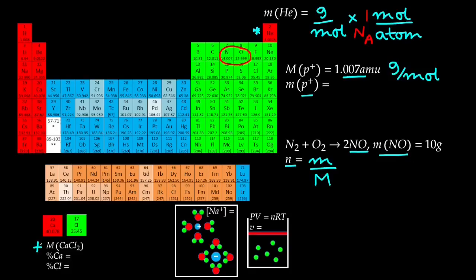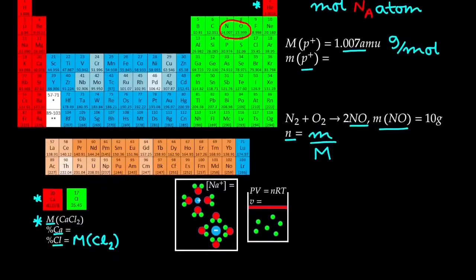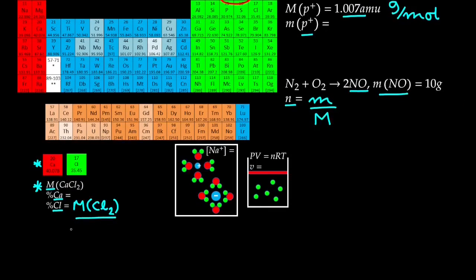And in this context, we can find a percent composition of calcium and chlorine in calcium chloride. Here you'll calculate the molar mass of this compound using the periodic table, then calculate the molar mass of calcium and the molar mass of chlorine, and then divide them by the total molar mass. So for example, you'll have the molar mass of chlorine, and you'll divide that by the molar mass of calcium chloride, and multiply by 100%.